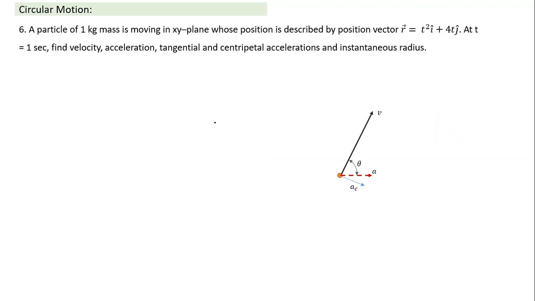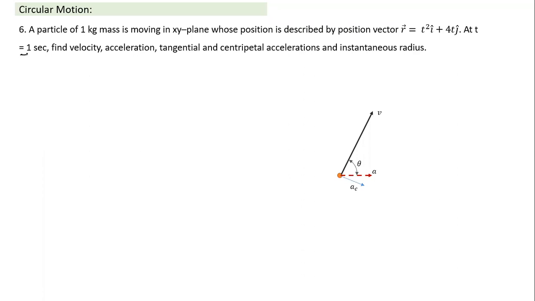Okay, so let's take one example and try to apply it here. A particle of mass 1 kg is moving in the xy plane, whose position is described by a position vector. The position vector is given as a function of time, and at t equal to 1 second, we need to find the velocity, acceleration, tangential and centripetal acceleration, and the instantaneous radius of circular motion, all at t equal to 1.